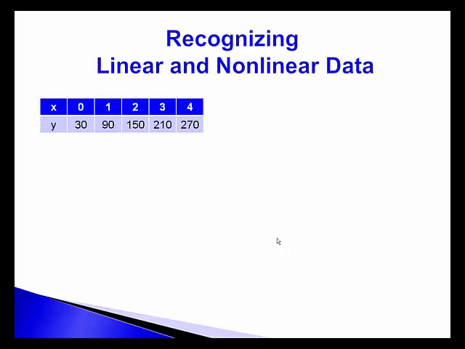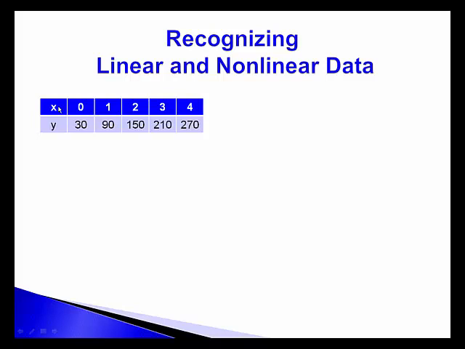Now we want to move to recognizing linear and nonlinear data when they're written in the form of a chart. So let's look at that. Here I have a table, and across the top I have my domain elements, and along the bottom I have my range elements, or my y's. One way you could determine if this is linear would be to examine the slope between each of these pairs of points. For instance, I could calculate the slope of these 2 points, then these 2 points, then these 2 points, and then these 2 points. Well, that would take a little while to do, so let's see if there's an easier way.